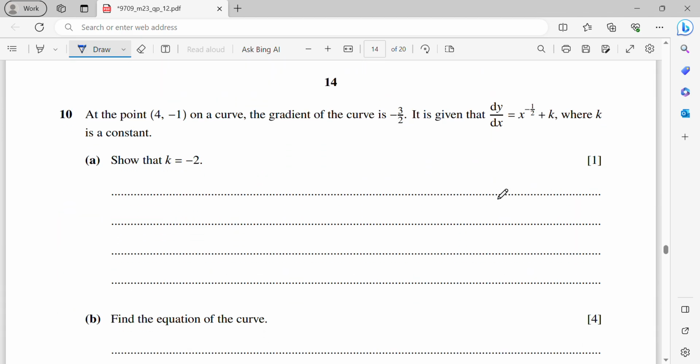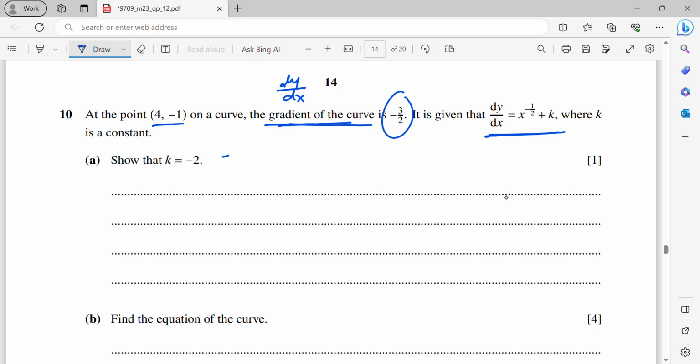Okay, now for question 10. At the point (4, minus 1) on a curve, the gradient of the curve is negative 3 over 2. dy/dx is given as this expression. Show the k value. For your information, the gradient of the curve is referring to dy over dx.